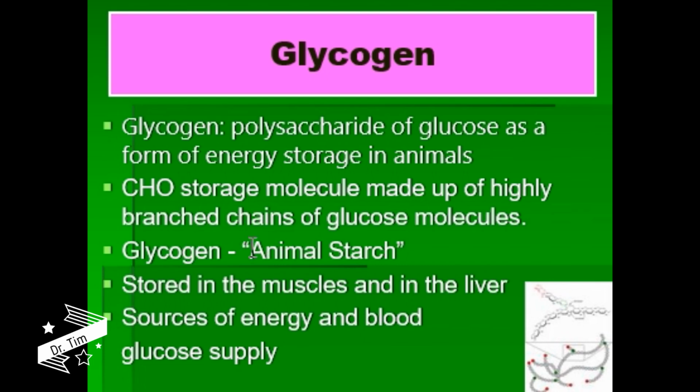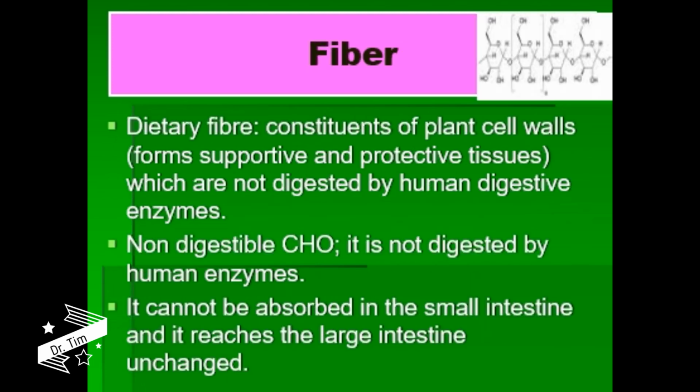Glycogen, also known as animal starch, is stored in the muscle and the liver. So it becomes a source of energy and blood glucose supply. The last type of polysaccharide is fiber.